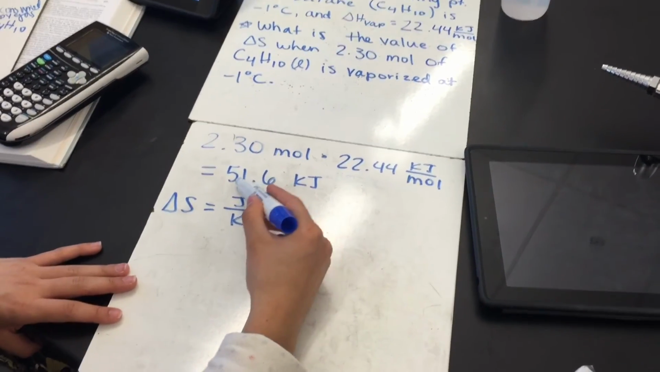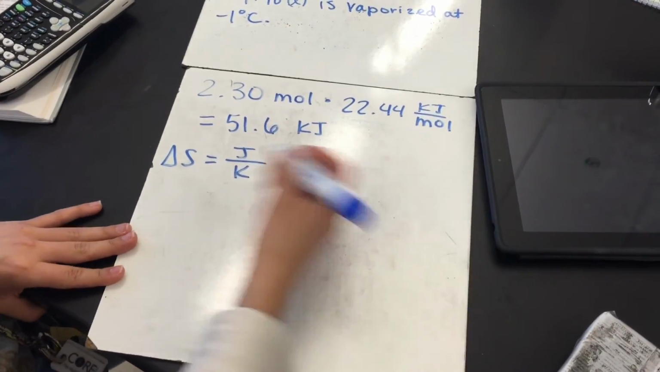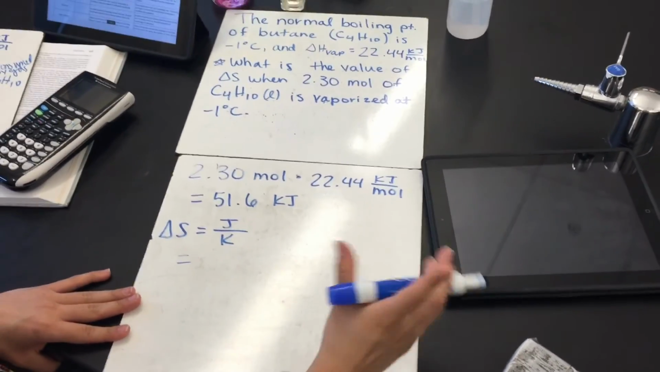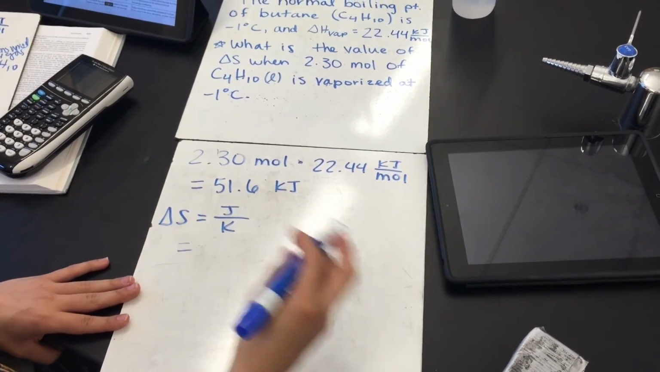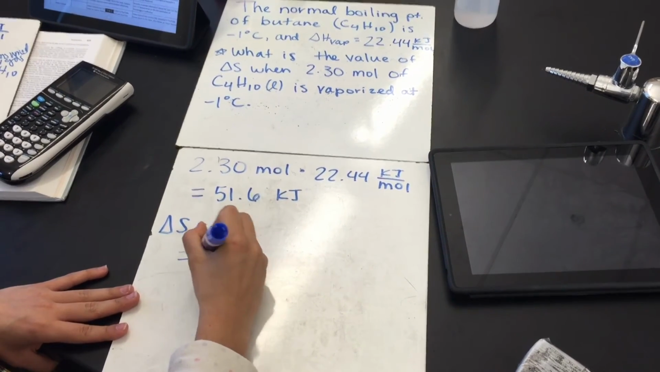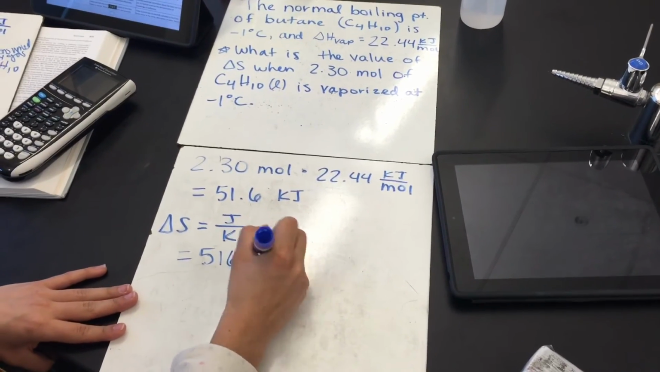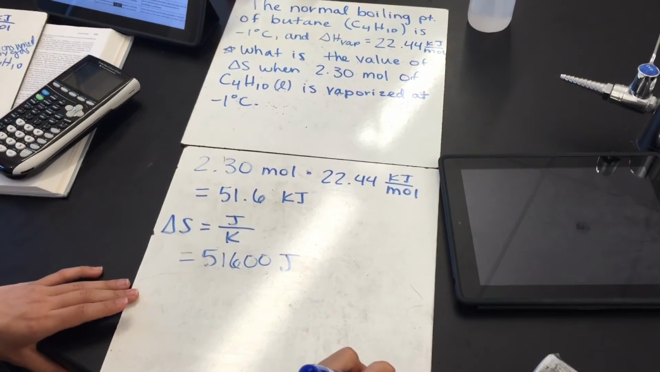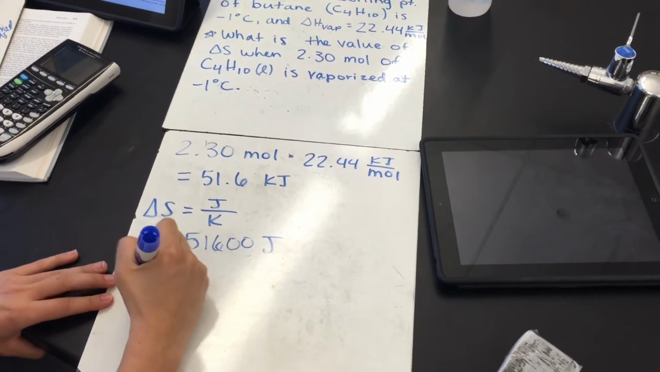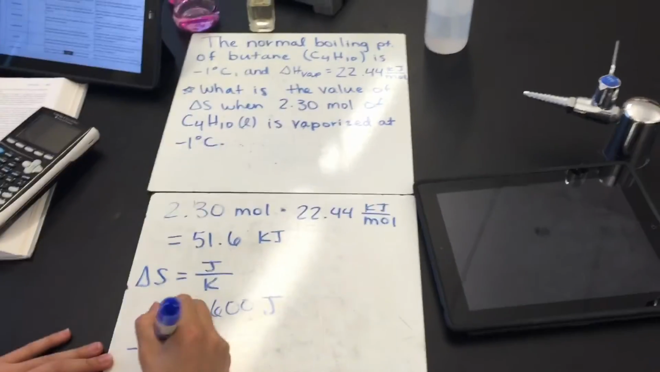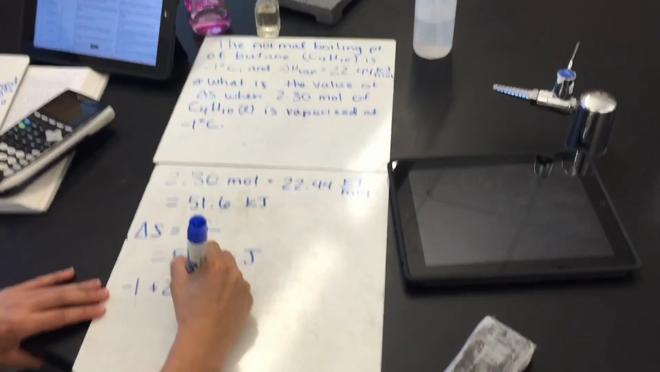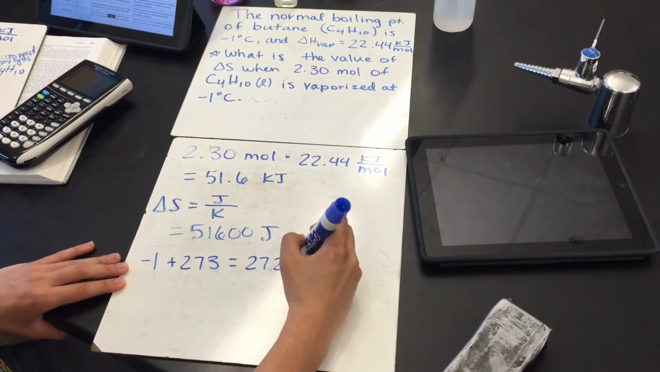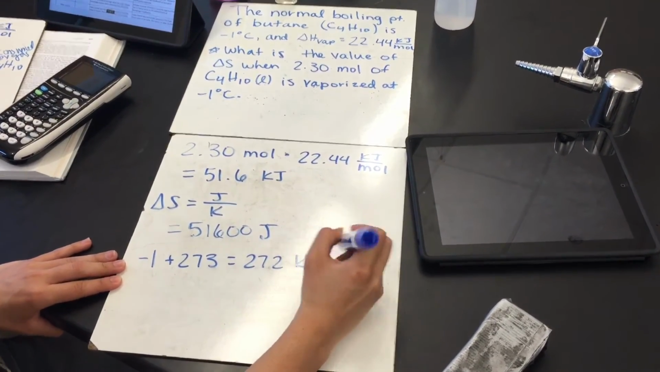So this value in kilojoules, 51.6 kilojoules, has to be converted into joules. And when you move the decimal point 3 places to the right, you end up with 51,600 joules. Now, you also have to convert your degrees Celsius into Kelvin. And you had -1 degree Celsius plus 273, and you'll come out with a total of 272 degrees Kelvin.